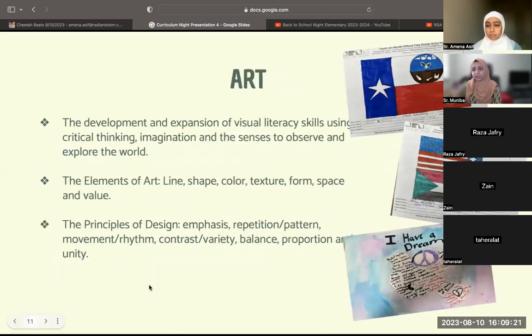In our visual art class, we would like our students to tap into their imaginative powers and develop their visual literacy skills. We will talk about the elements of art, which include line, shape, color, texture, form, space, and value. And we'll also talk about the principles of design, inshallah.